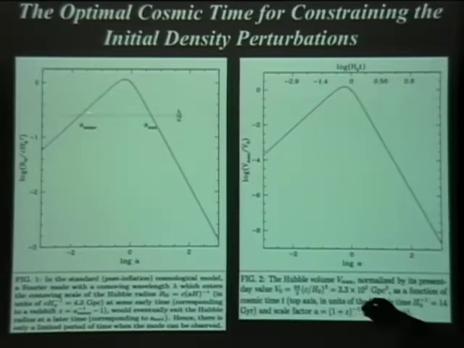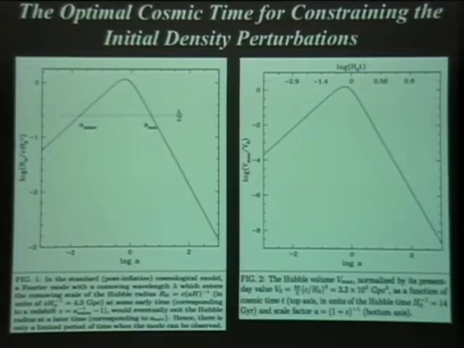So if you consider a mode of a wavelength lambda, the mode enters the horizon at some redshift, and then it will exit in the future simply because it will be stretched so much that it will exceed the size of the observable universe. And so there is a finite amount of time during which we can actually probe any wavelength lambda.